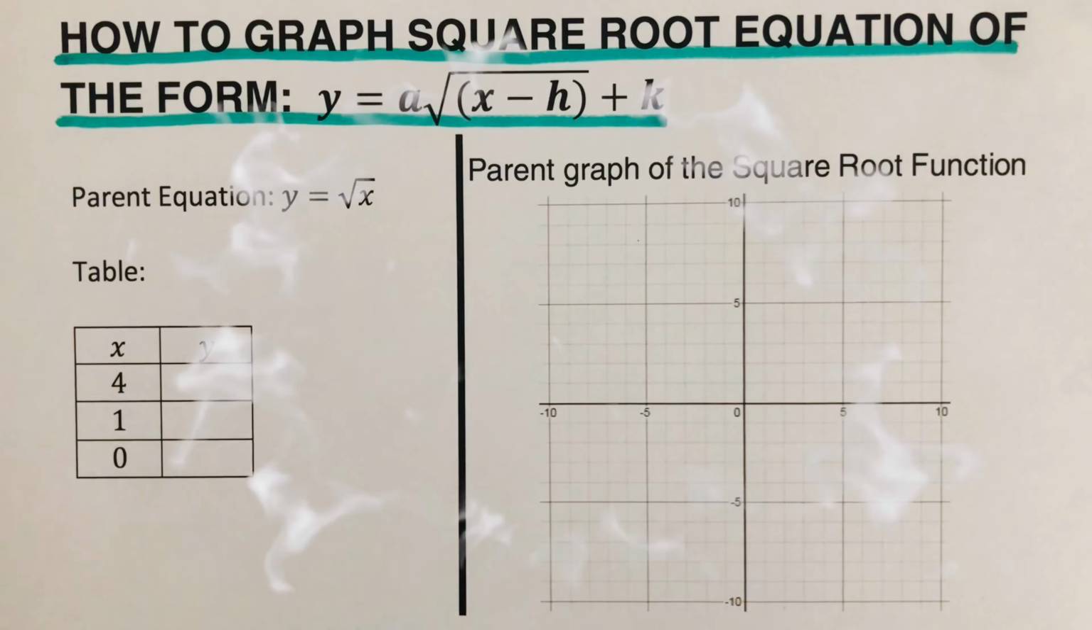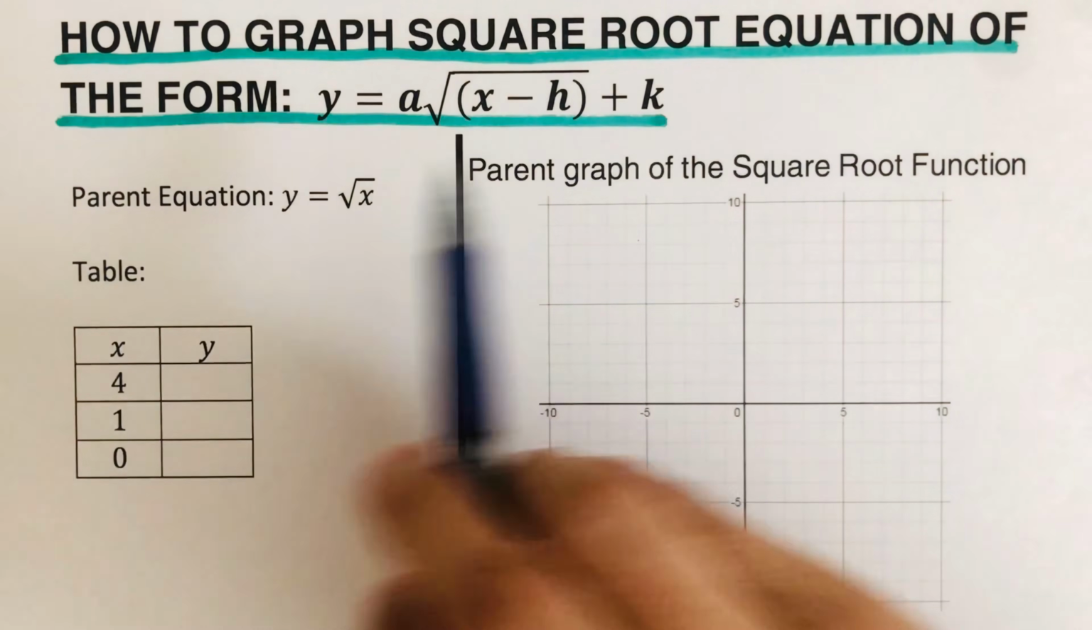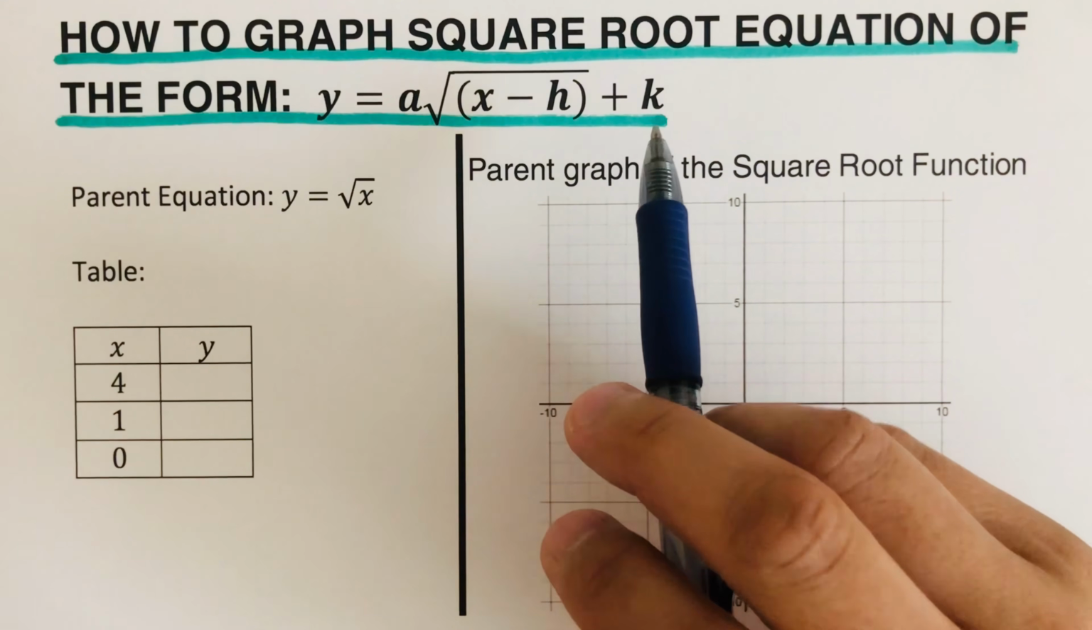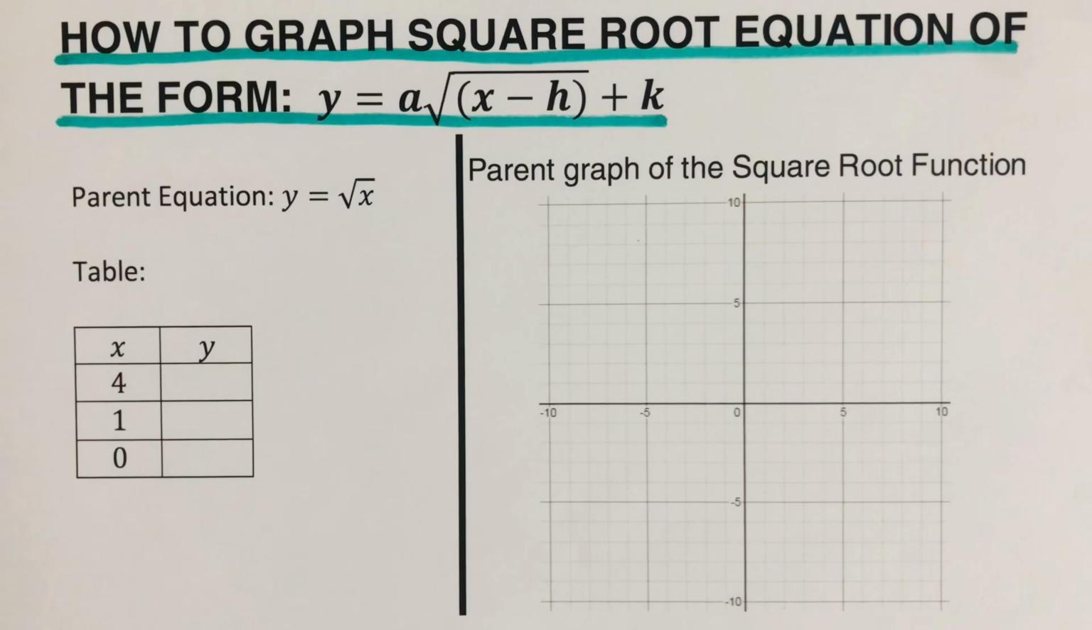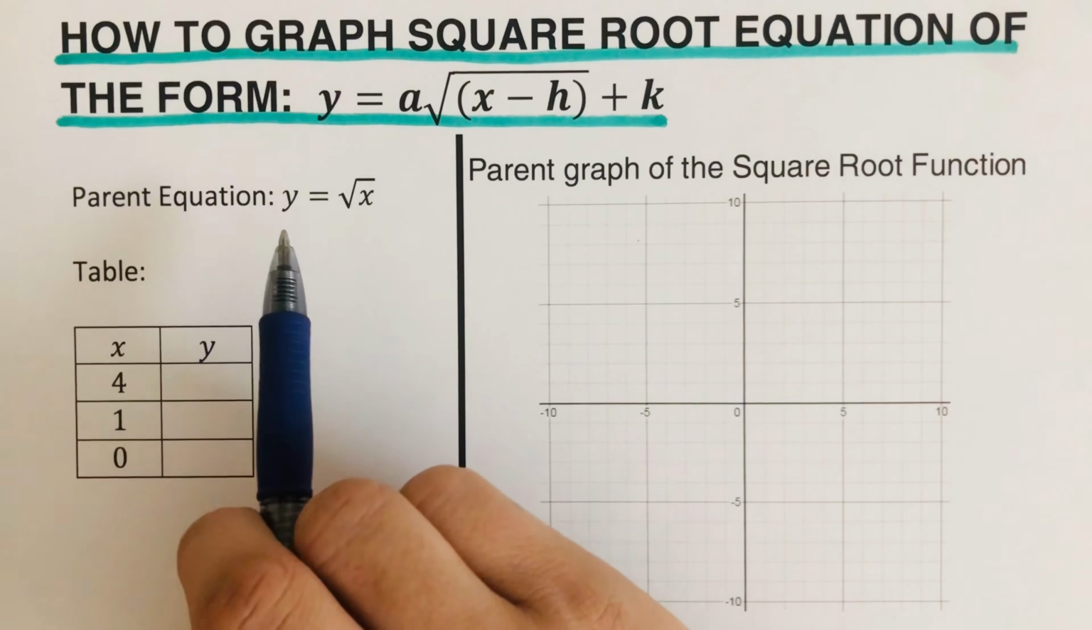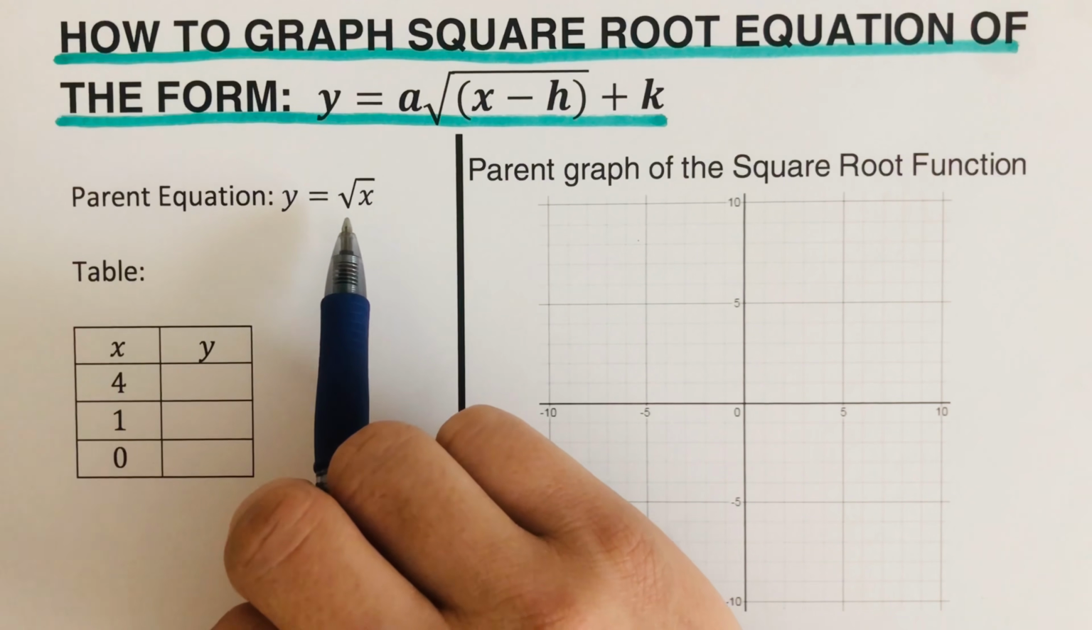Hello everyone. In this video, we're going to graph square root equations of the form y equals a square root of x minus h plus k. Before we jump into an example, let's sketch the parent graph of the square root function first. So this is the parent equation of a square root function, y equals square root of x.